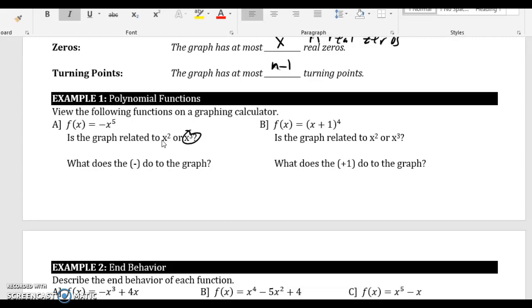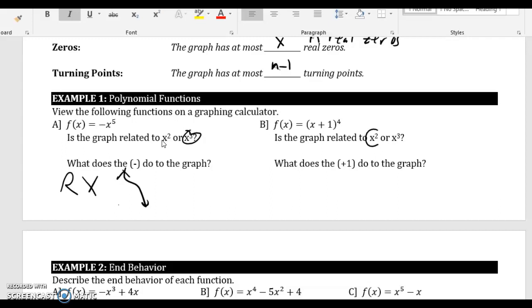What does the negative do in the graph? We should know that. That's a reflection over the x-axis. It's going to reflect the graph and make it look like this, because x cubed normally looks like this, so it's going to reflect it. So, which graph is related to this?